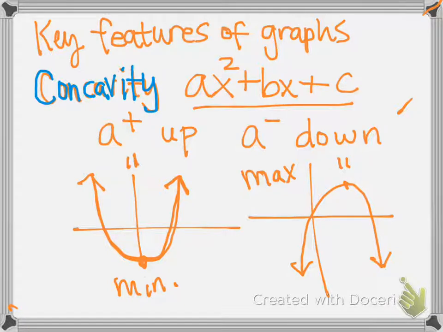This is standard form right here. If the a, or the coefficient in front of x squared, is positive, the graph opens up. If the a is negative, it opens down. If it opens up, then this graph has a minimum value. Its vertex is a minimum value. If it opens down, its vertex is a maximum value.